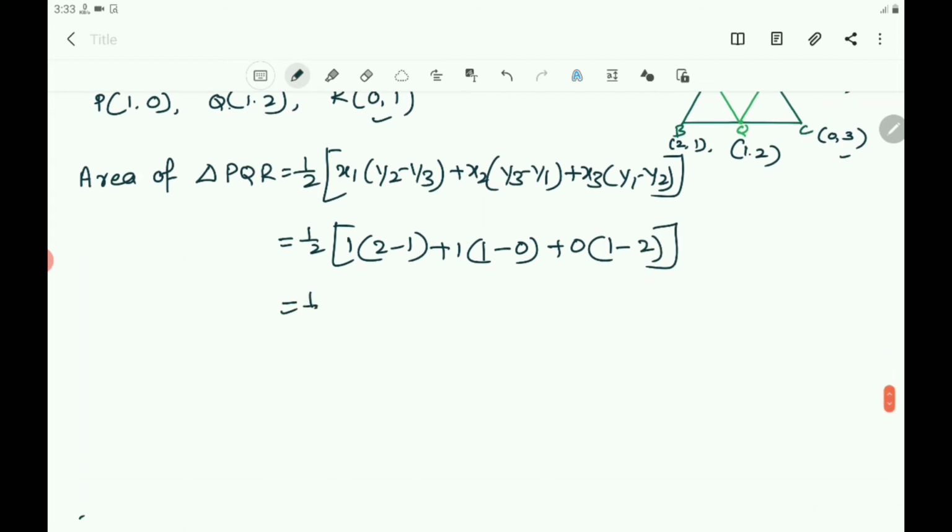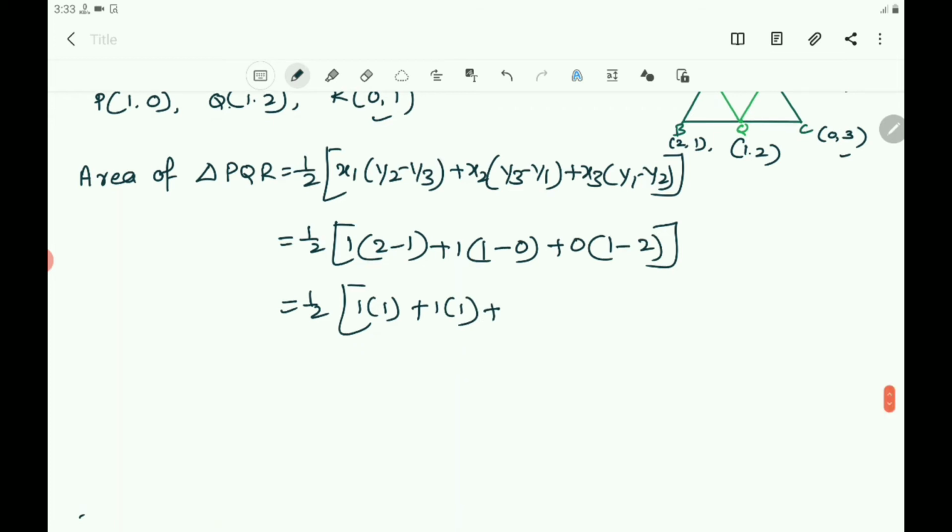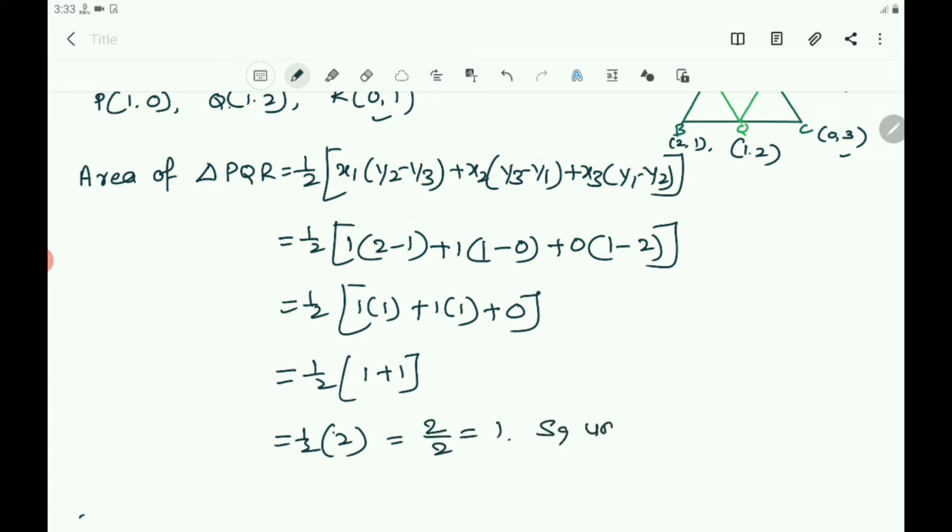Then 1 by 2 into 1 minus 2 minus 1 is 1 into 1 plus again it is 1 into 1 plus 0 into 1 minus 2 is 0 you will get. So you got 1 by 2 into 1 plus 1. 0 you can leave. Then 1 by 2 into 2, that equals 2 by 2 equals 1 square unit. 1 square unit you got. So what is the area of the triangle PQR? Area of the triangle PQR equals 1 square unit.